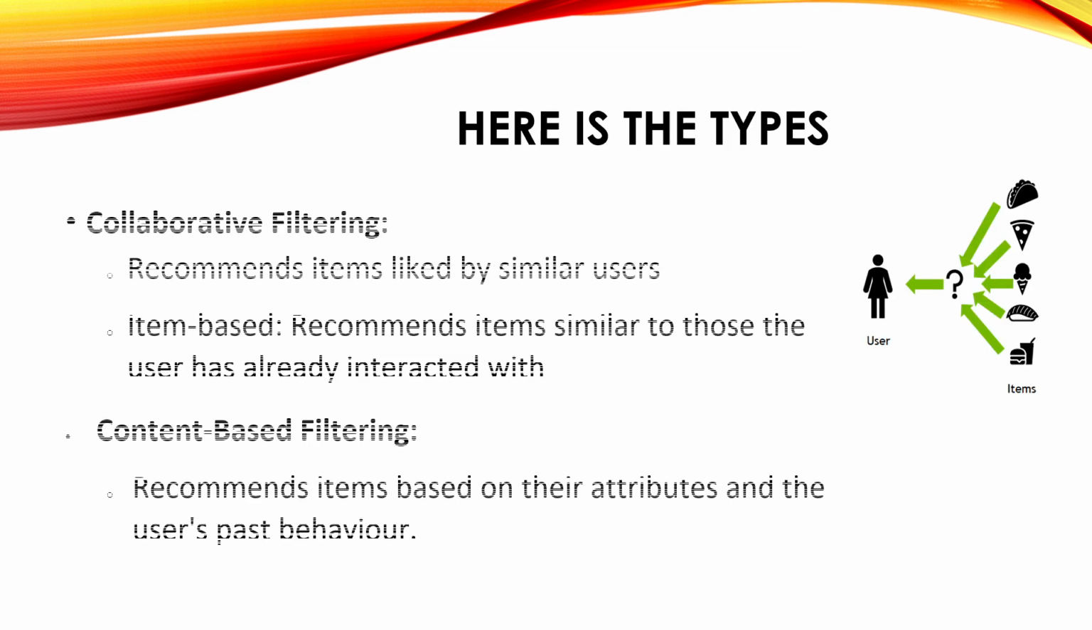Next, here are the types of recommendation engines. First is collaborative filtering. Collaborative filtering recommends items liked by similar users. It is an item-based recommendation, similar to items the user has already interacted with. Then content-based filtering is based on the attributes and the user's past behavior. Content-based is based on past behavior, and collaborative filtering is based on items similar to those interacted with.